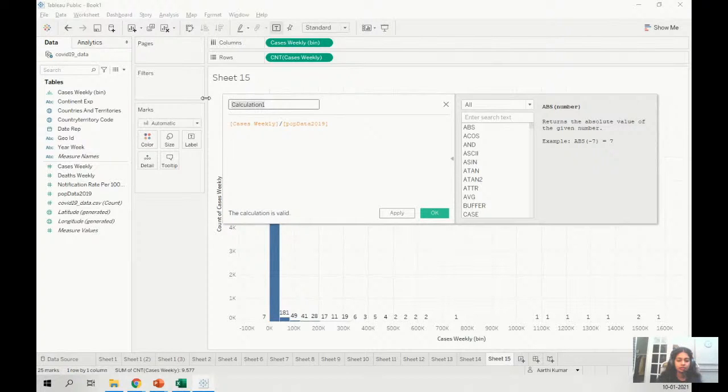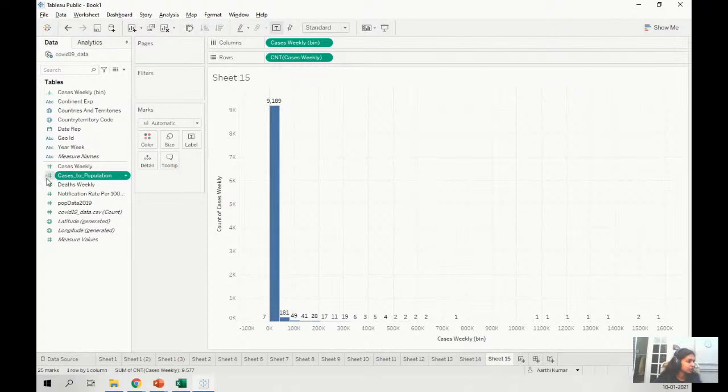So this is, let me say, cases to population. Right? So this is how you create a column, and then the column is created. You will see a small equal to sign before that, which means these are the created columns and not that comes from the data.